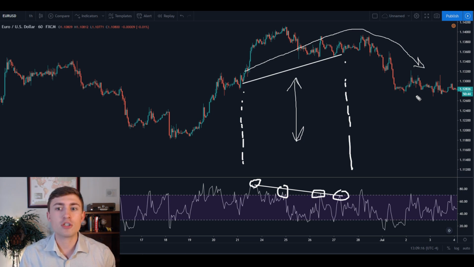Again, this is just something that you can use in your toolbox and in your trading strategies. You can look for potential confluence and use it with other technical ideas that you have.